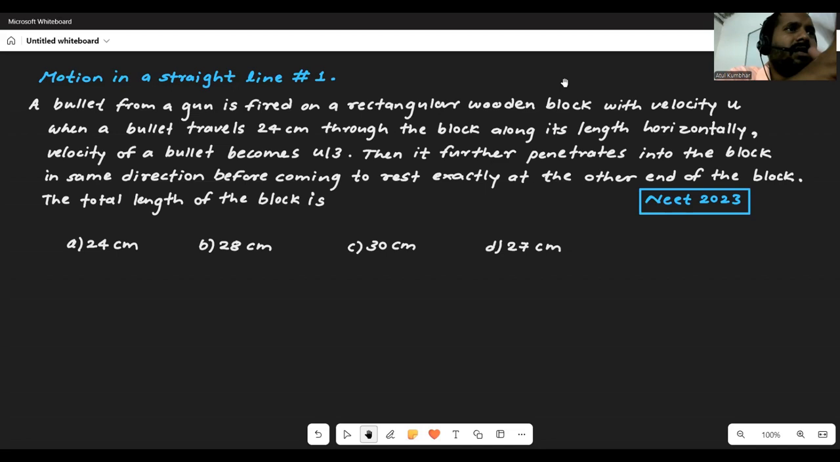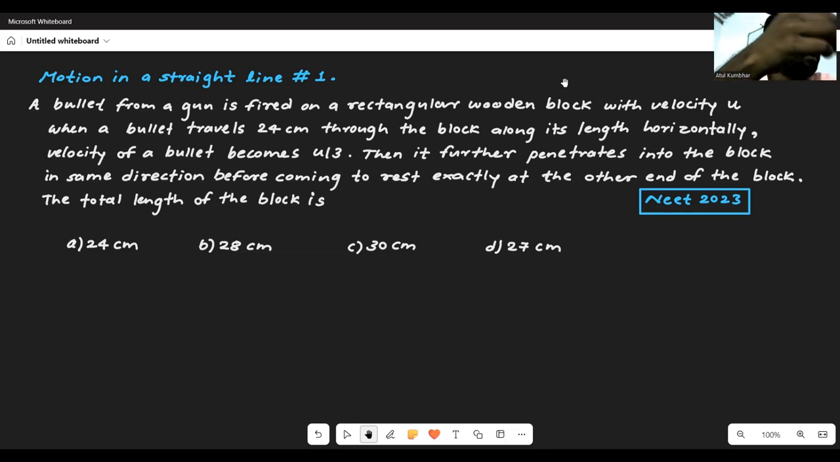Similarly, we have questions in the NEET exam also, like from that lesson, motion in a straight line. But instead of those steel plates, here we have a rectangular wooden block. We are not that rich to destroy the steel plates. So here we have one question, asked in NEET 2023.